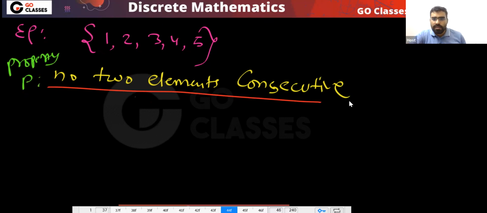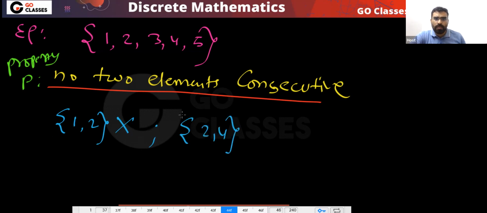Now, if no two elements should be consecutive, can I say this set will satisfy property P? This set will not satisfy property P. Now tell me, can I say {2, 4} will satisfy? Yes. Is this maximal? Can you add something? You cannot add something. So this is actually maximal.